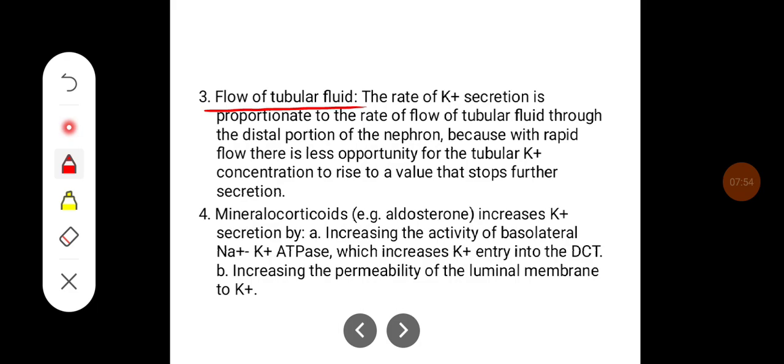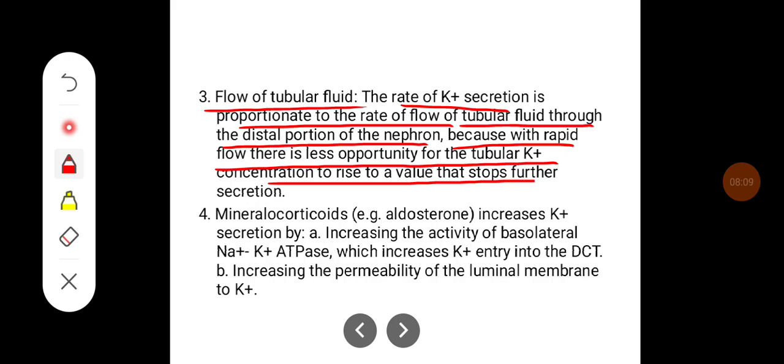Flow of tubular fluid. The rate of potassium secretion is proportionate to the rate of flow of tubular fluid through the distal portion of the nephron, because with a rapid flow there is less opportunity for the tubular potassium concentration to rise to a value that stops further secretion.